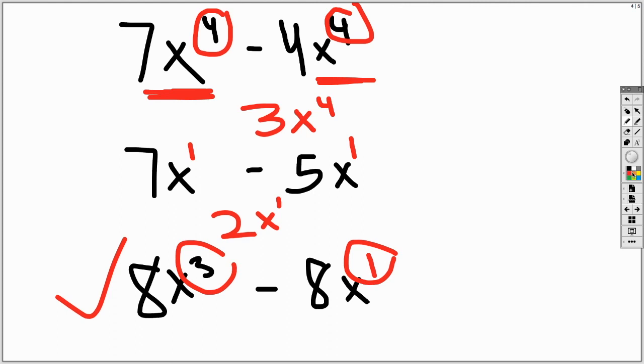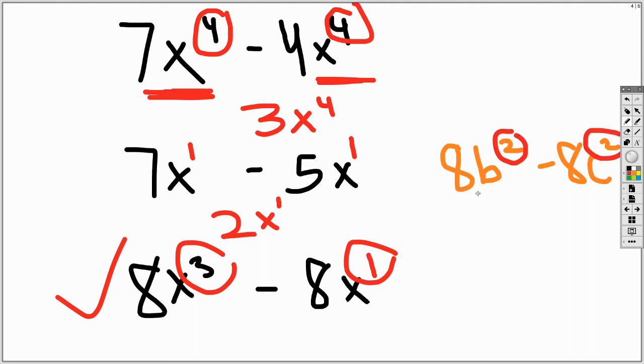What if I gave you this problem? 8b squared minus 8c squared. So I know, yes, they have the same exponent values, but the bases are different, so I cannot subtract that. So this is also the most simplified way I could do this. Algebra teachers love to trick you with that. So just be sure of that. Make sure your bases and those exponents are the same before you add and subtract.